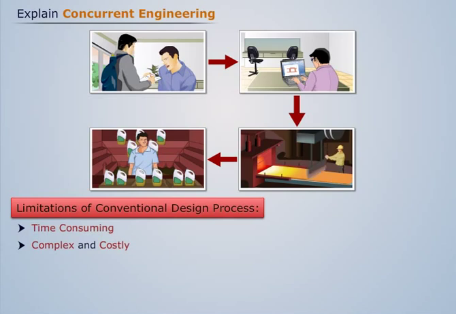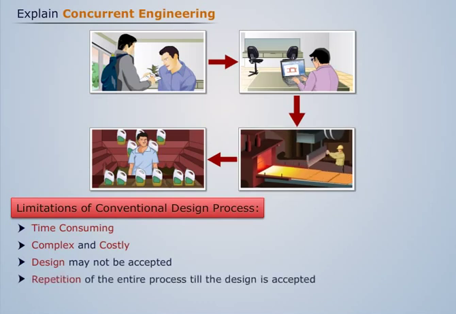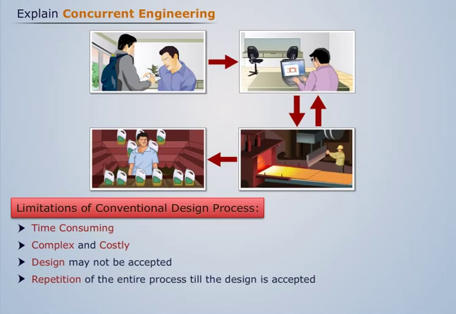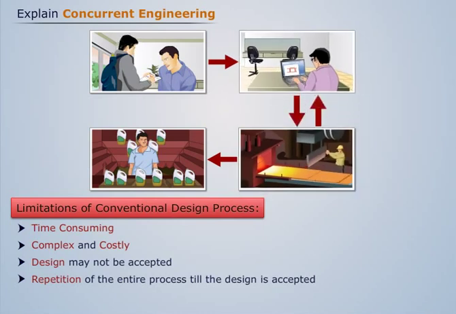Then there are certain risks involved as well, like the design may not be accepted by the team in the manufacturing unit. If this is the case, then the design goes back to the design team for modification, and the whole process is repeated again till the design is accepted by the manufacture team.